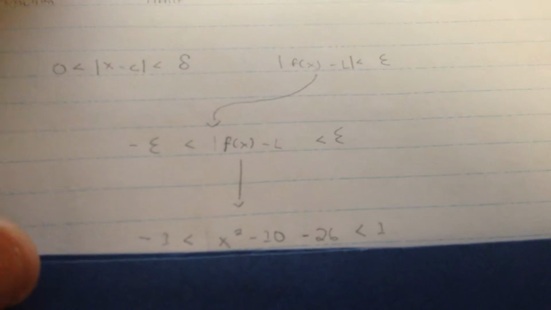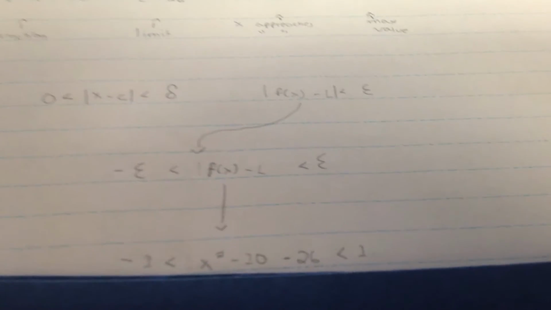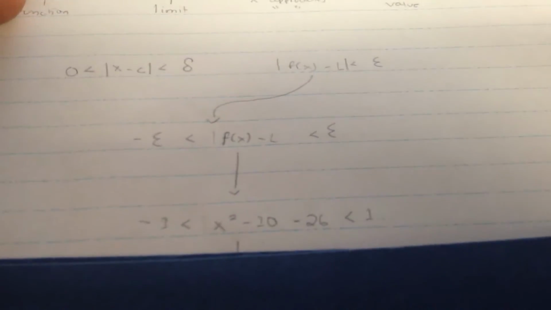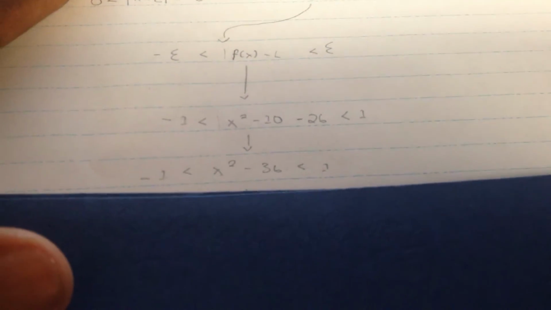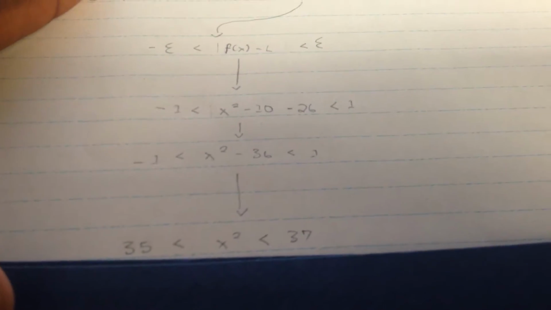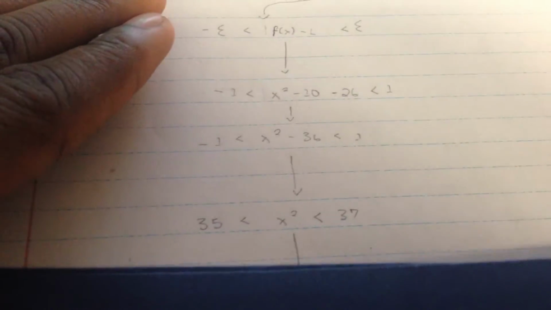So here's where we plug in our values and begin to simplify with actual numbers. Since epsilon is 1, we have negative 1 is less than x squared minus 10, which is the function, and then you have minus 26, since it's minus L, is less than 1, which is positive epsilon. To simplify further, we combine the negative 26 with the 10 to get negative 36. Then we add 36 to each side, so you get 35 is less than x squared is less than 37. So that's basically going to be your bounds.